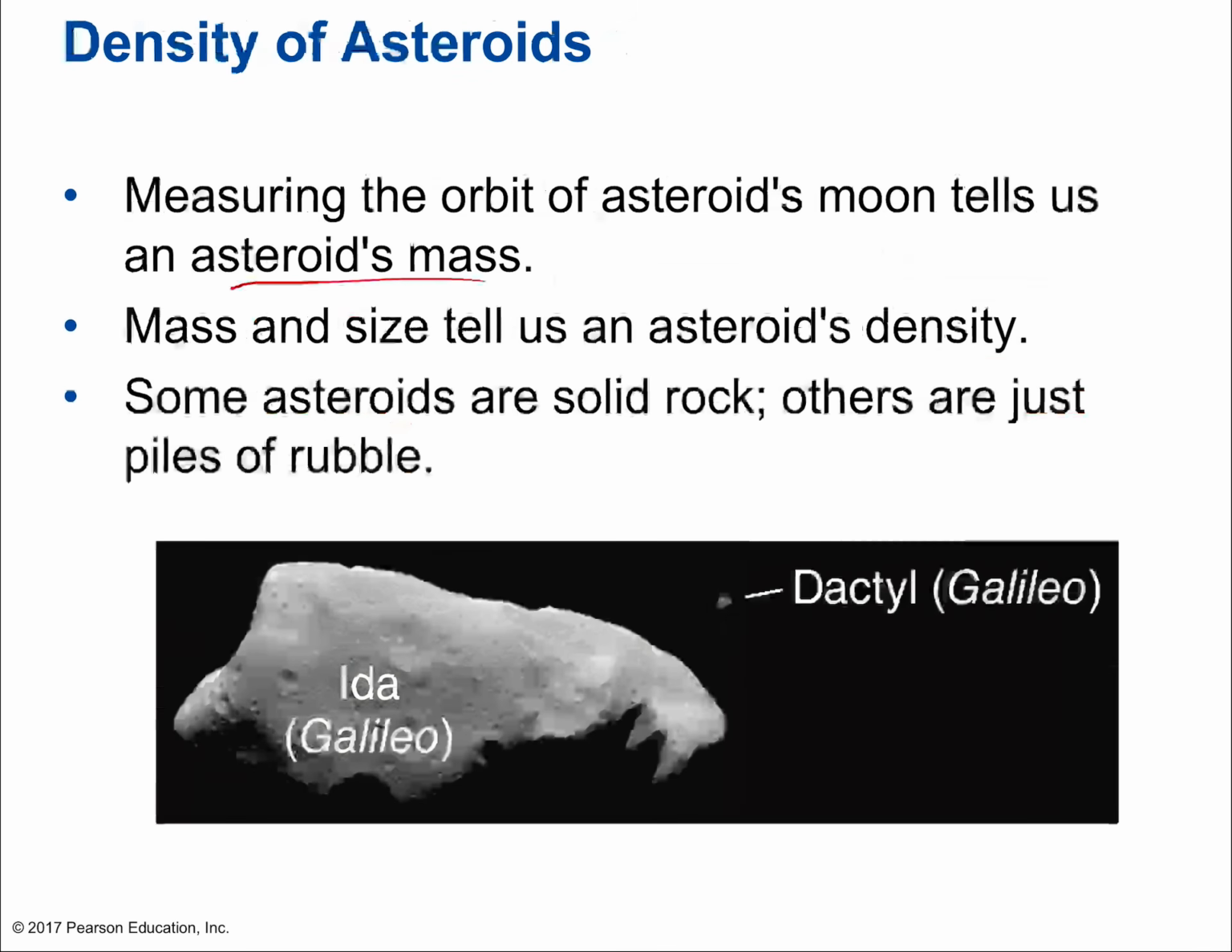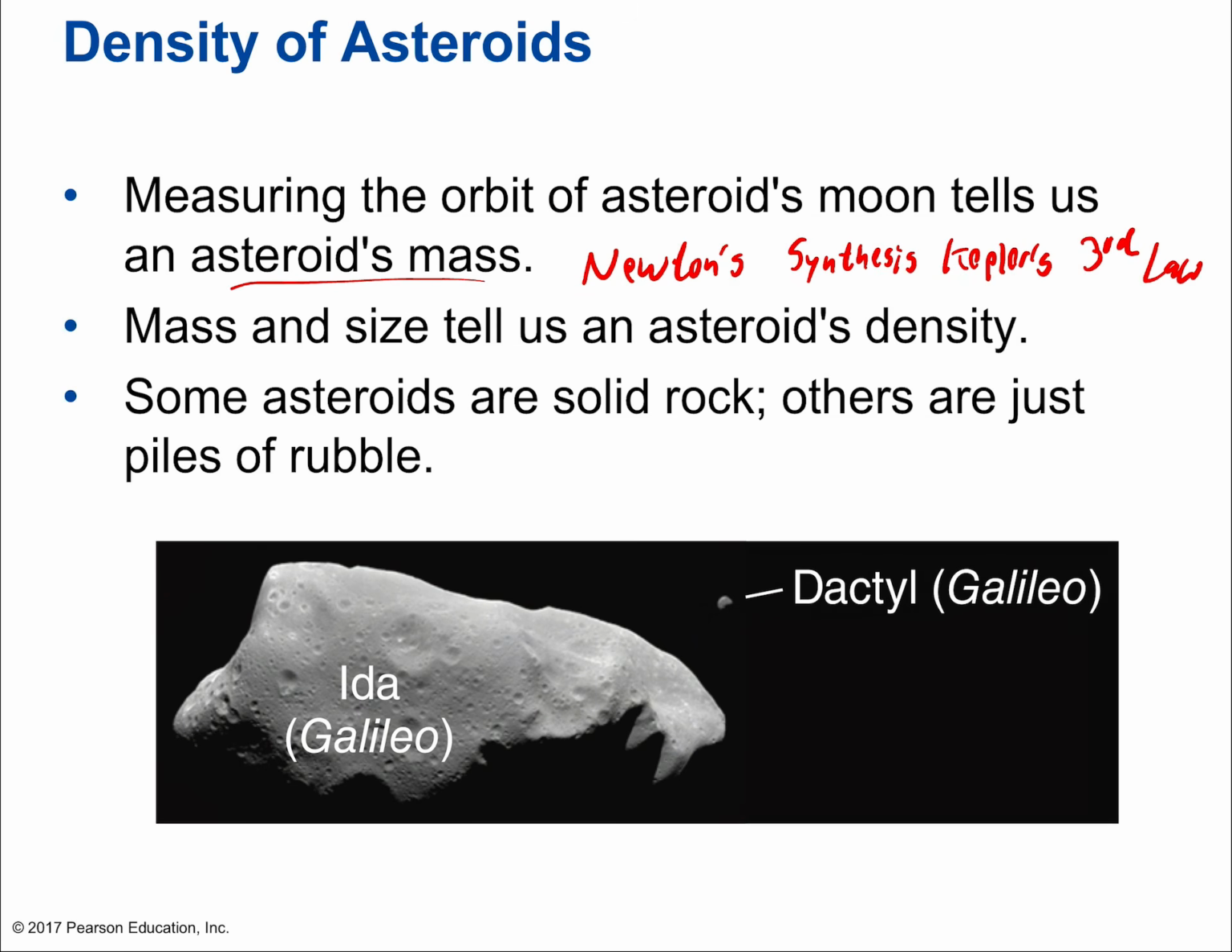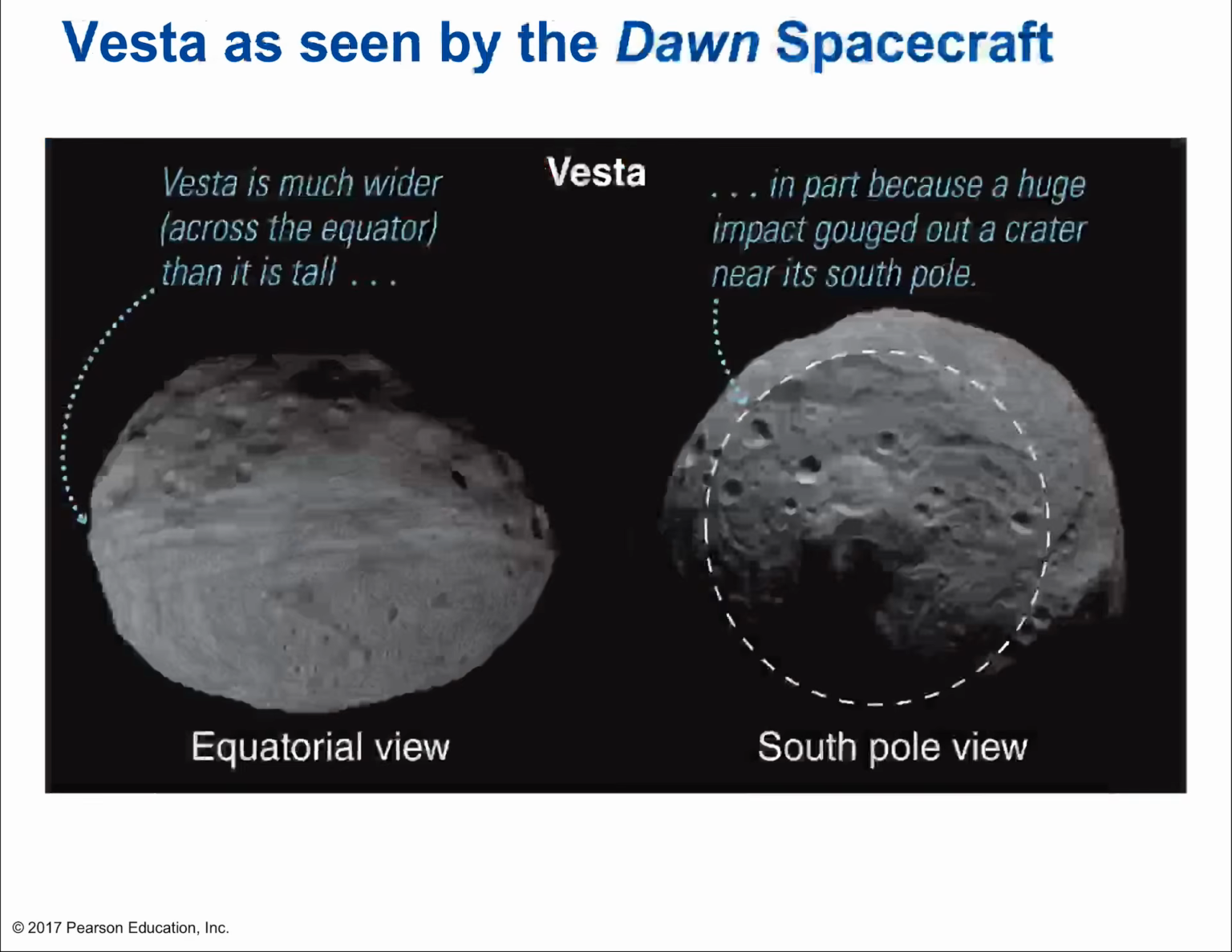What can we use? We can use Newton's synthesis of Kepler's third law. This is a throwback from a much earlier chapter. Bonus points if you remember that. That's how they do it. We have discussed how to do that. The mass and size tell an asteroid's density. We can find the size just by looking at it. We know its distance, and then we see how much angular space it takes up. Some asteroids are solid rock, others are just piles of rubble. Some are mostly metal.